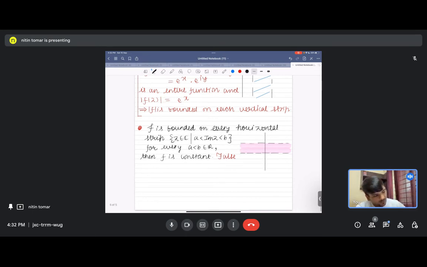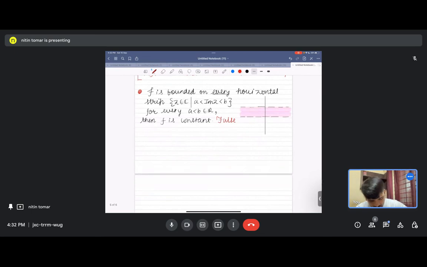And what function will you consider for the counter example? You just consider f(z) equal to e^(iz), right? Then you will see that this option will no longer be true. Now the question that I want to discuss: if the real part of f is bounded, then what can you say about f? Is f constant?